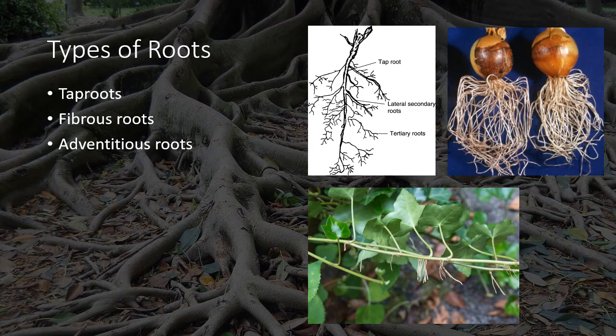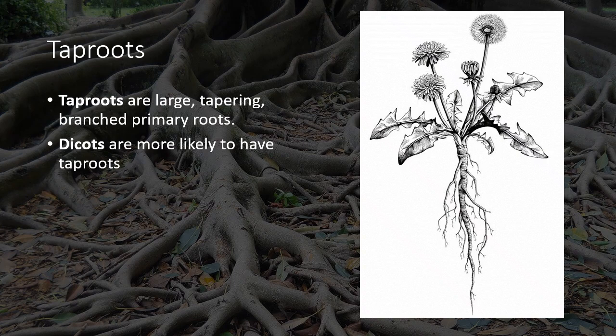There are a couple different major organizations of root systems that we see. We see tap roots, fibrous roots, and then a third type called adventitious roots. Tap roots are large, tapering, branched primary roots, and they're more prevalent in dicots. I know I've already mentioned primary and secondary roots earlier because I wanted to talk about how secondary roots form. But now I want to talk about some patterns in plant ID. Taproots, much more common in dicots.